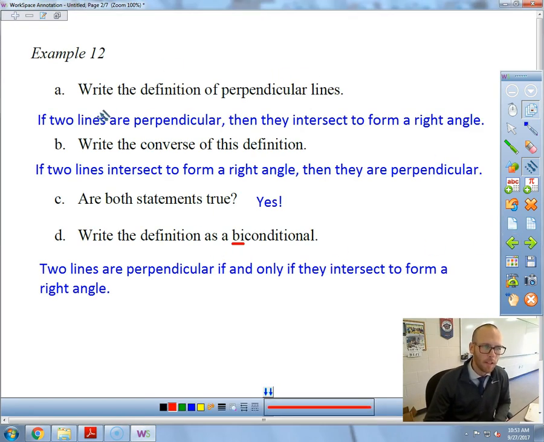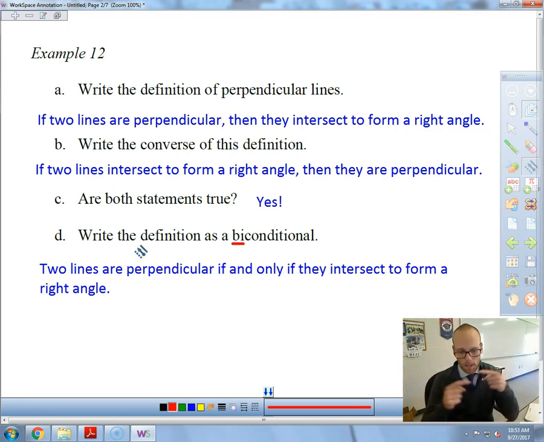Both the original if-then, if two lines are perpendicular then they intersect to form a right angle, works, and so does the converse if we go the other way. If they intersect to form a right angle, then the lines are perpendicular. So it tells us that it works both ways. And that's how we write a good definition. If the original is true and the converse is true, we can write it as a biconditional, and that's a good definition.